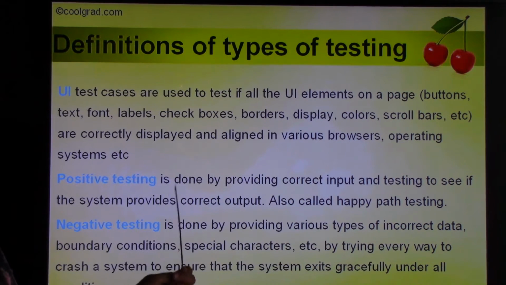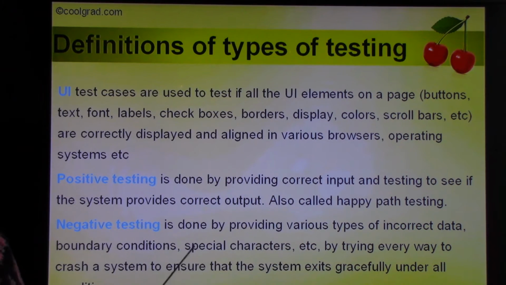Positive testing. So positive testing is when you provide the right input to the system and make sure you get the right output. It's like happy path testing. It's a happy path scenario. For example, if you're testing the login module of a website, you give the correct username and the correct password, and the expected output should be that the system logs you in successfully. That's an example of a positive test case.